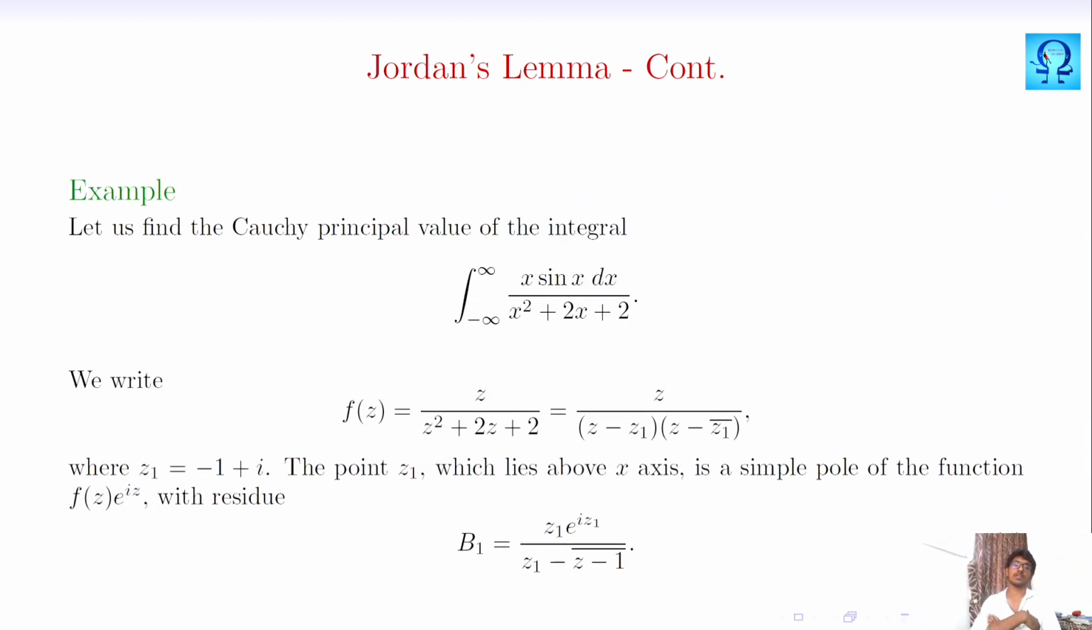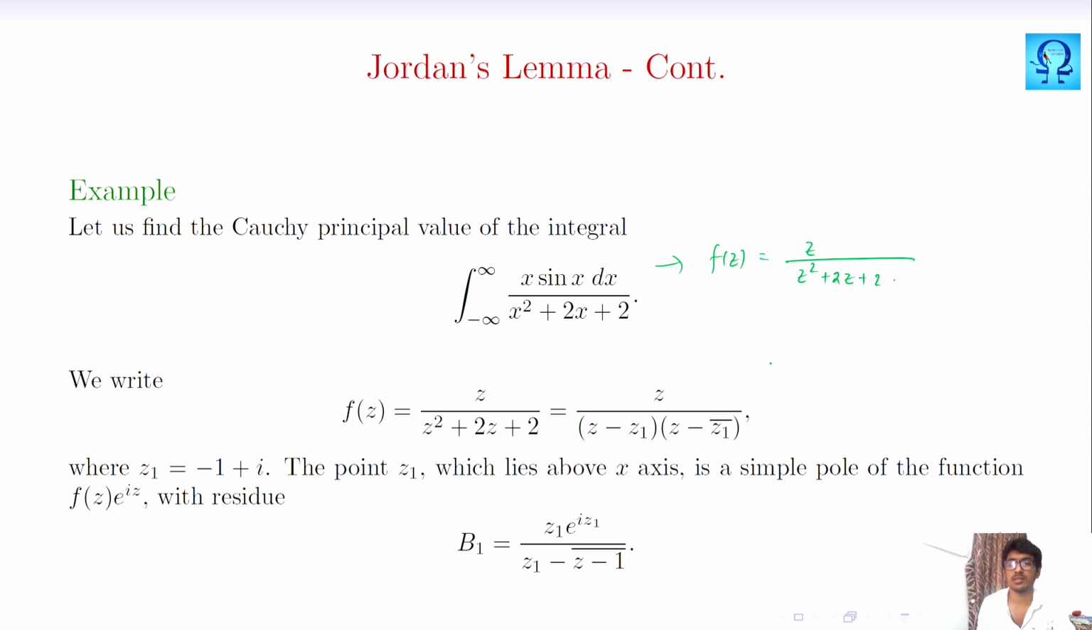With which we now have a problem. We have these things. Now if you consider the function f of z out of it, your f of z is going to be simply z upon z squared plus 2z plus 2.